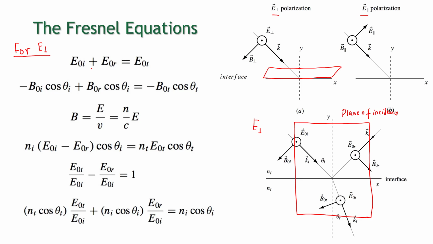So for the E perpendicular component, our first boundary condition is that the tangential component of electric field is continuous. That means the electric field on this medium and the electric field on that medium is continuous. So the total electric field above the boundary is equal to the total electric field below the boundary, which is what we have here. So this is again EOI and EOR, the perpendicular component, which is the tangential component.